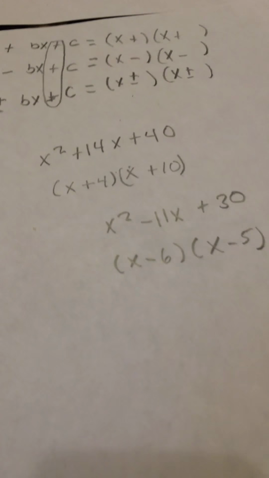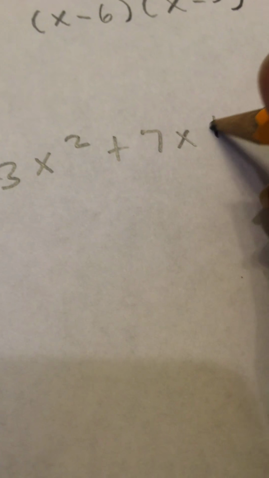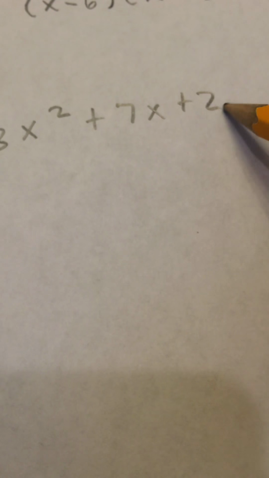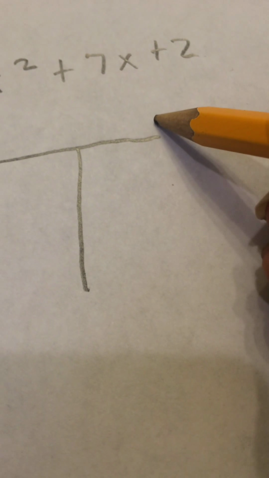Now I'm going to show you an example when a does not equal 1, like 3x squared plus 7x plus 2. Now that you have a coefficient in front of that x, you're going to have to multiply your c value with your a value. But first you want to draw a t-chart.